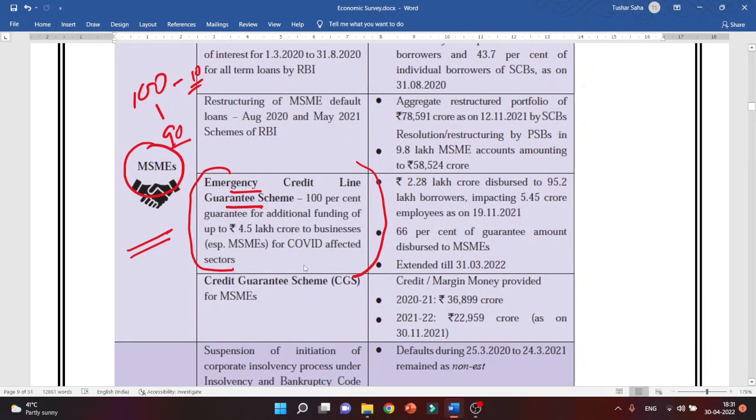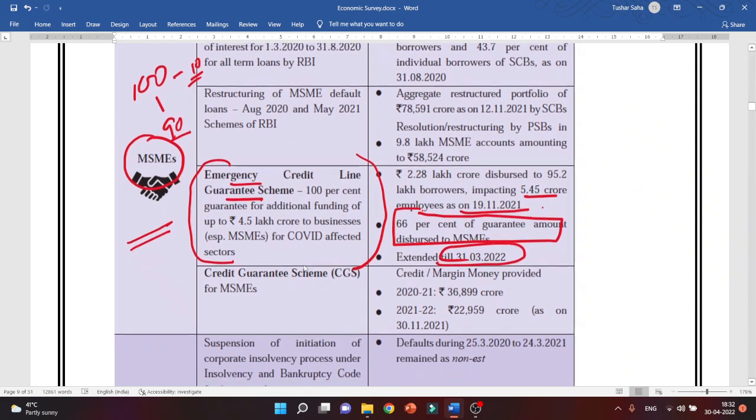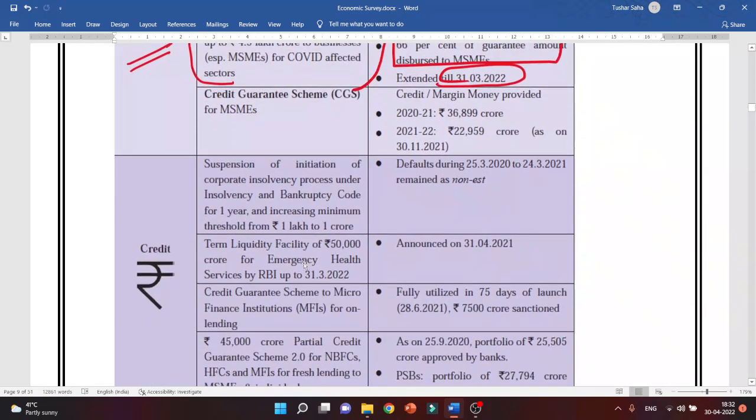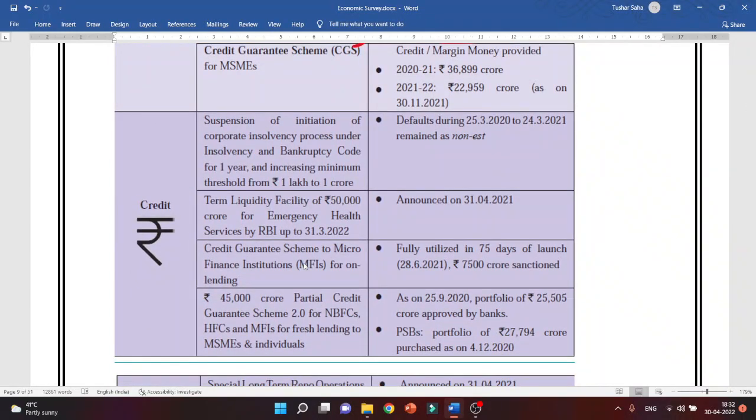2.28 lakh crore disbursed to 95.2 lakh borrowers, impacting 5.4 crore employees as on 19/11/21. Okay, 66% of the guarantee amount disbursed to MSME, extended till 31/3/2022. So this is completely as per the economic survey. Okay, then comes the credit.